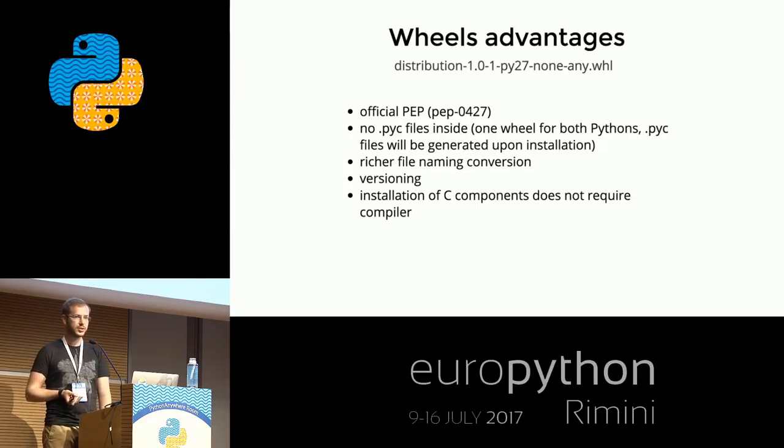So what are the advantages? There are no PYC files inside. They are generated upon installation. That's why one wheel might work on both Python 2.7 and 3.4. The naming convention, of course, I covered. And the installation of C components doesn't require a compiler. So that's why you can use wheels probably on any system better than you would have used eggs. And it is now strongly encouraged to upload binary distributions as wheels.